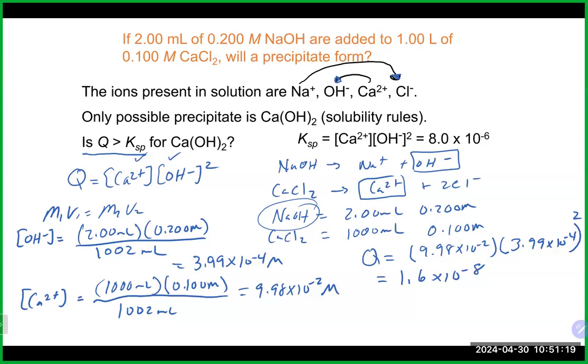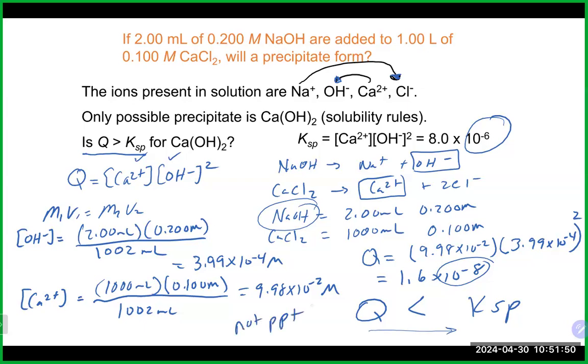Questions on that? At this point, we want to compare our Q value to our Ksp value. In this case, which one is bigger? Q is actually going to be smaller than the Ksp value. Ksp is to the minus 6. This one is to the minus 8. That means in this particular case, it goes opposite, towards the product side, which means there should be ions, and you should not get a precipitate in this case. So you will not get a precipitate to form. Any questions on that calculation?